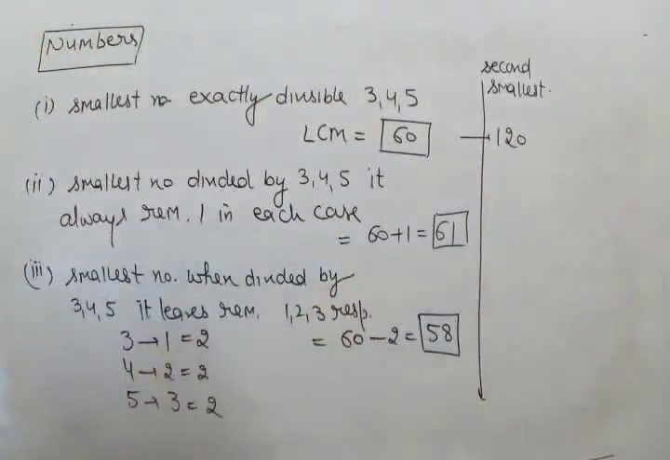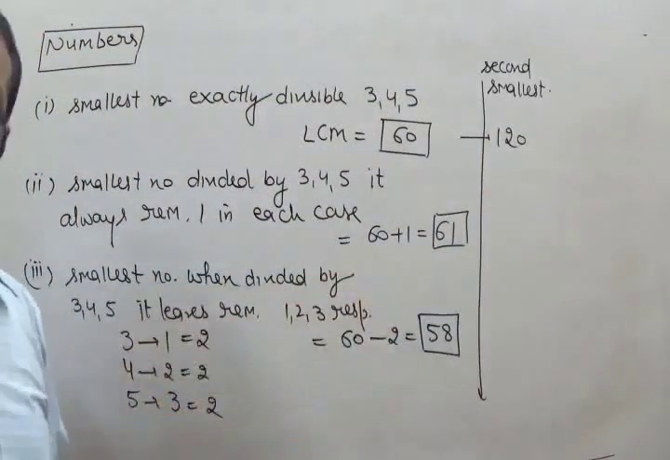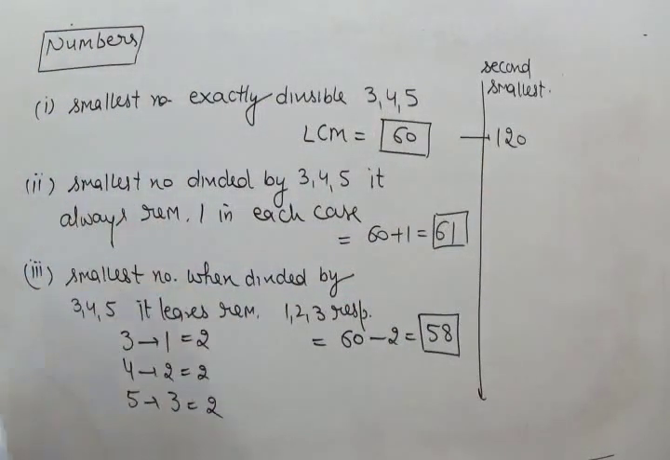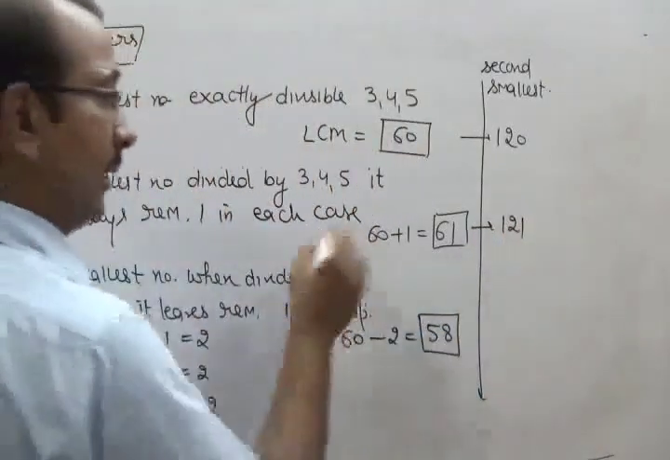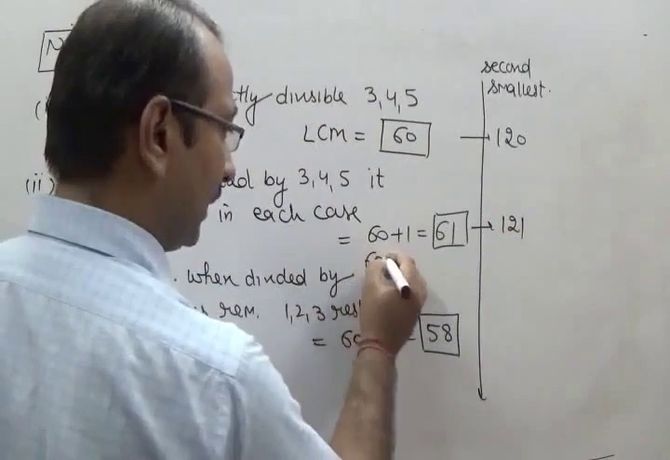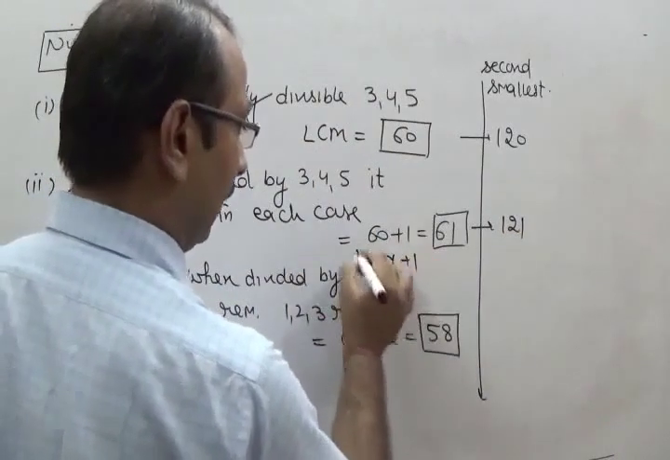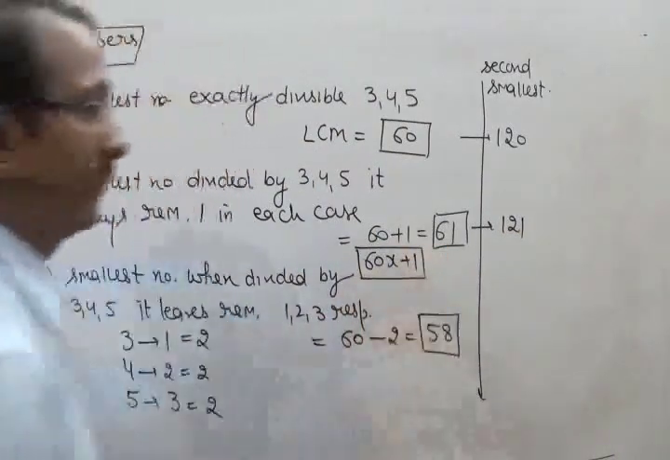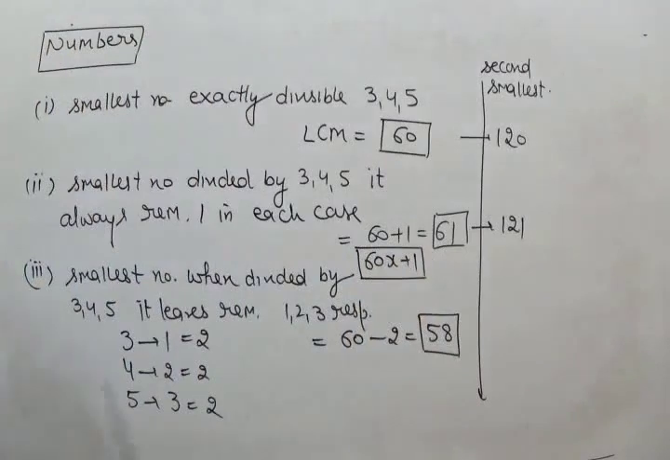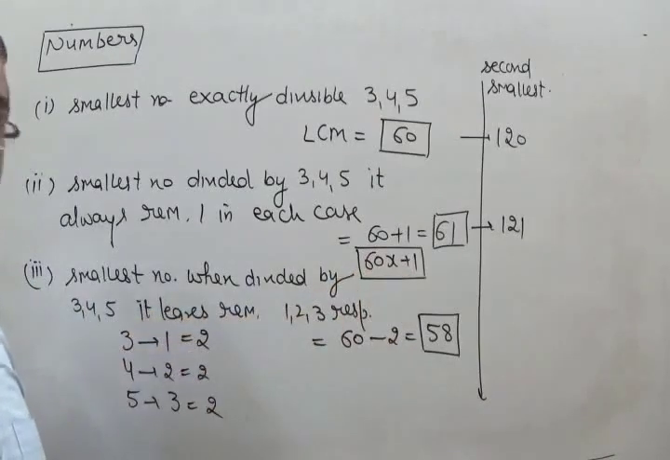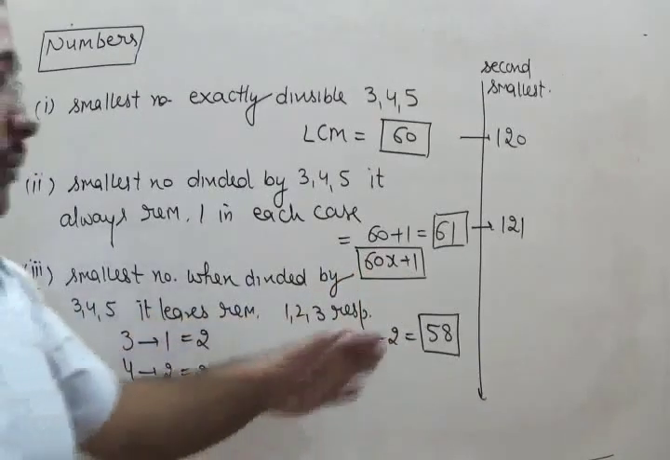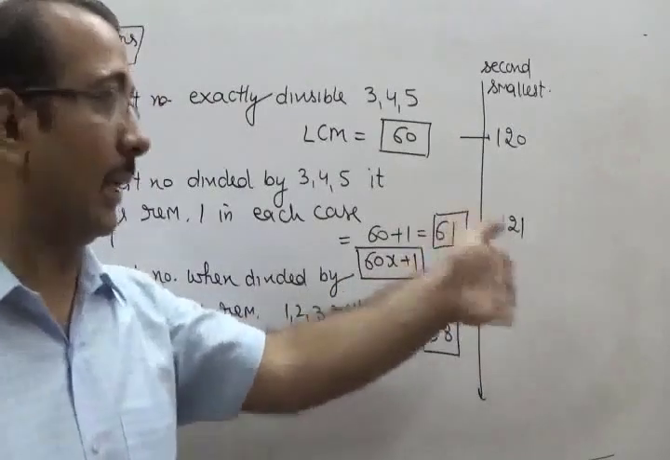Here if I have to find the second smallest number, my first smallest number is 61. I add again 60 to that and I get my number to be 121. Over here my number can be generalized as 60x plus 1. If I have to find my smallest number, I put x equal to 1, that is 60 plus 1, 61. If I have to take the second smallest number, 60 times 2 is 120, plus 1, I get 121. Or I can say every time you have to add 60 to that and you will get the consecutive numbers.